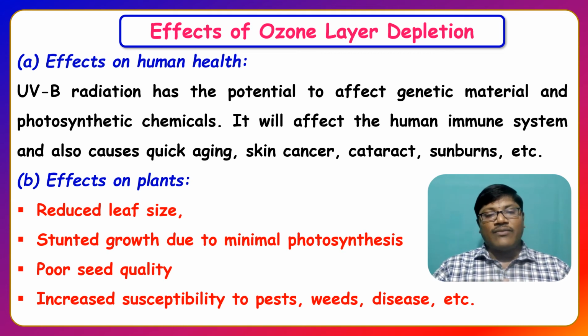What are the effects of ozone layer depletion on plants? Reduced leaf size, stunted growth due to minimal photosynthesis in plants, poor seed quality and increased susceptibility of plants to weeds and diseases are some of the effects of ozone layer depletion on plants.